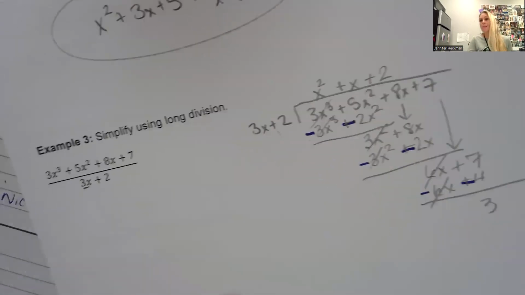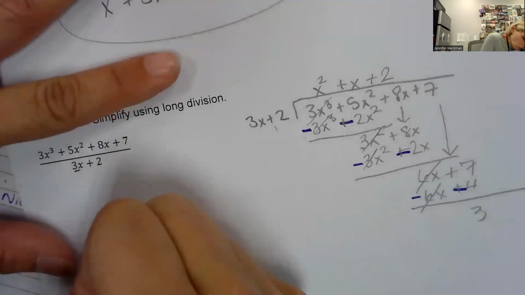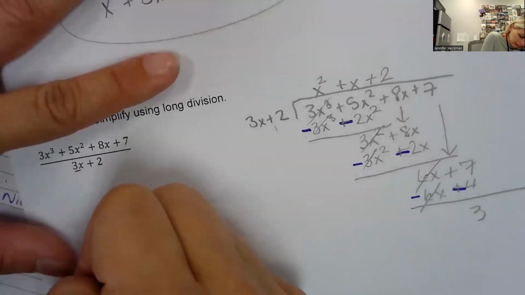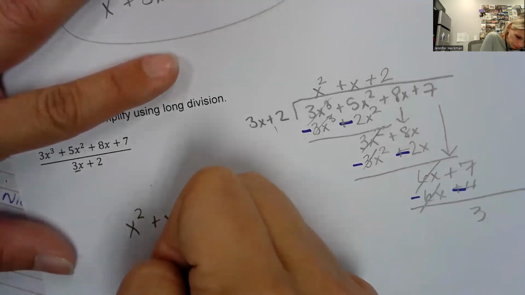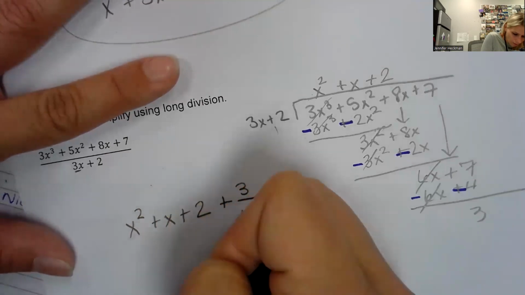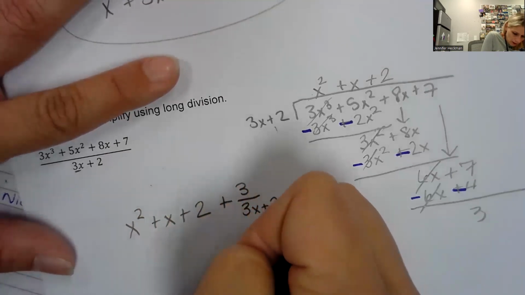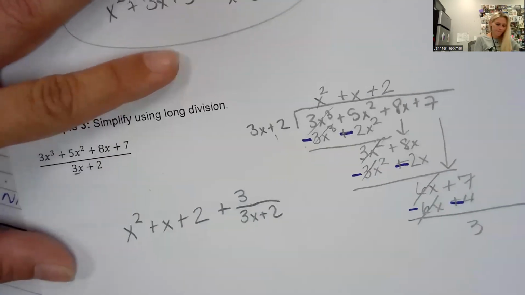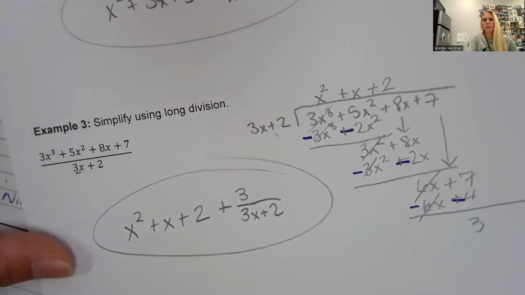So technically this binomial is not a factor. But my final answer according to this division is x squared plus x plus 2. It's a positive 3 all over our divisor, our denominator of 3x plus 2. And we are done. All right, let's see what practice we can do.